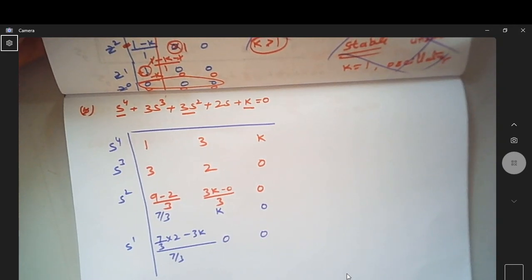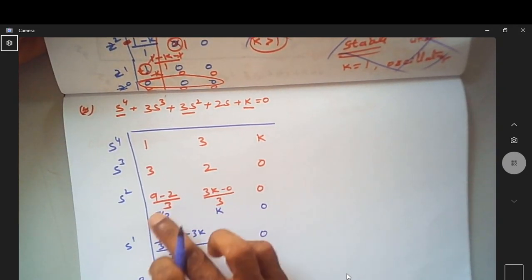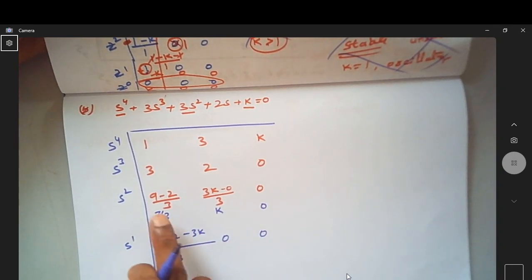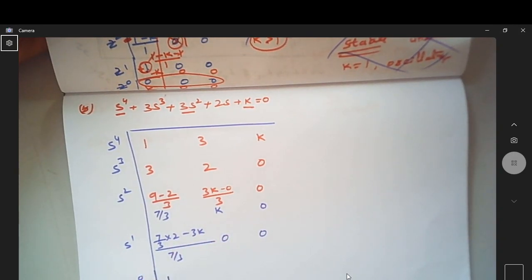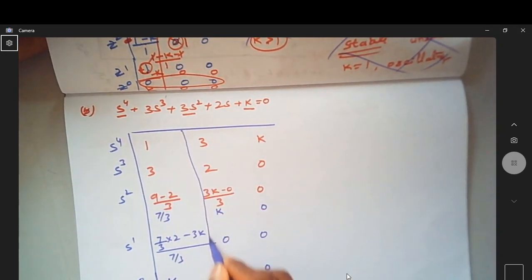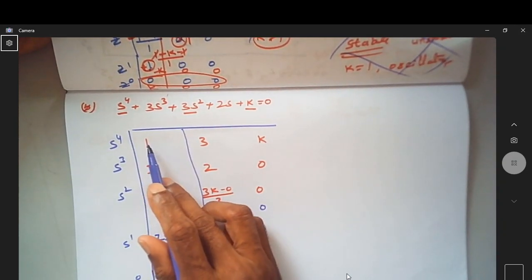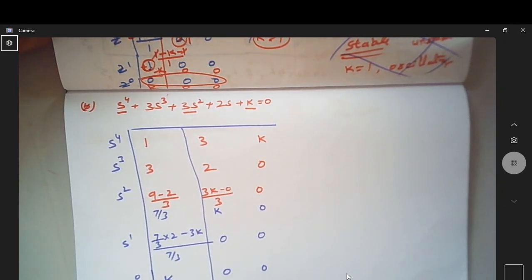Then shall we write s power 0 now? It is this into this minus this into this by this. Since you are multiplying this with 0, the negative term will be 0, and again you are dividing with this, so this will become k, 0, 0. Now have a look at the first column. In the first column, this is positive, this is positive, this is also positive, and you have this term, and you have this term.